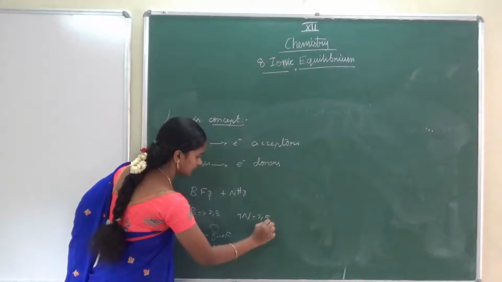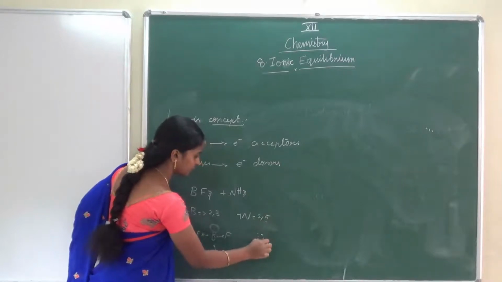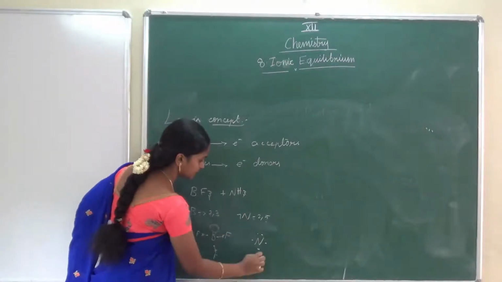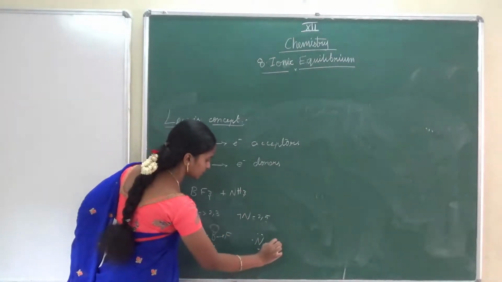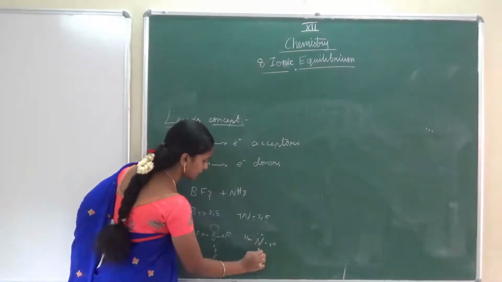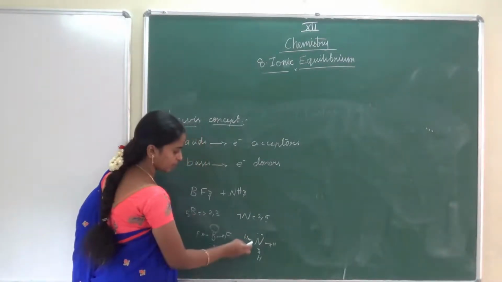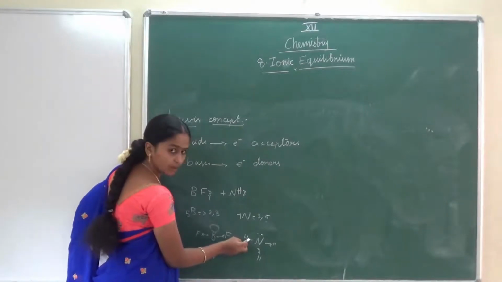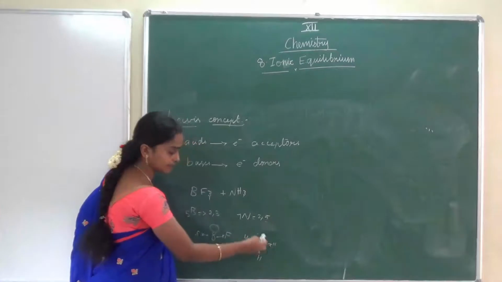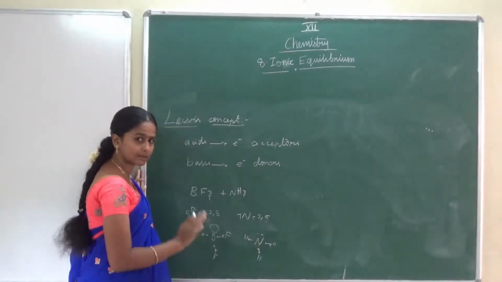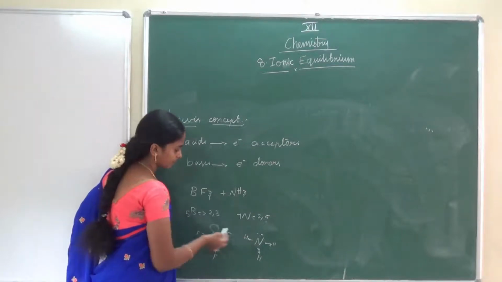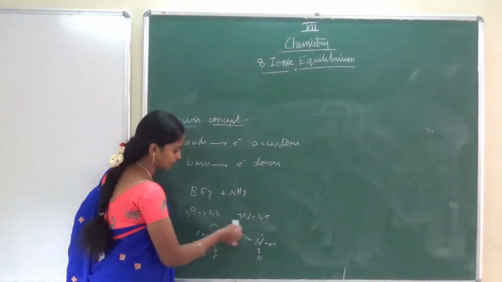So nitrogen has 5 valence electrons: 1, 2, 3, 4, 5. Now how many hydrogens are coming? 3 hydrogens. So 3 hydrogens are coming with their electrons and they are forming bonds. Now if you count the electrons around the nitrogen, 2, 4, 6, 8, totally 8 electrons are present. Now it completes its octet, but here it wants to help this BF3.